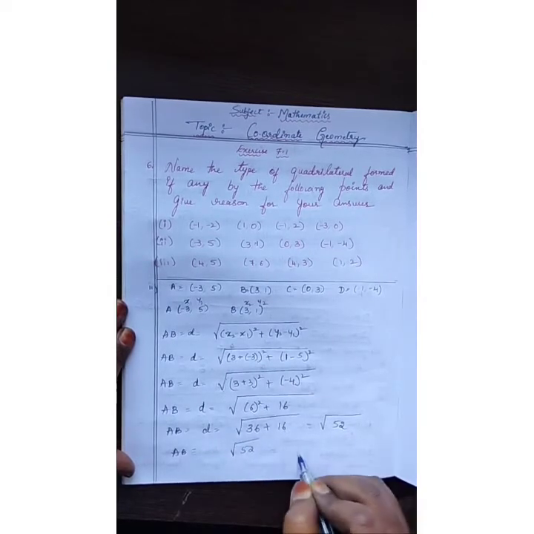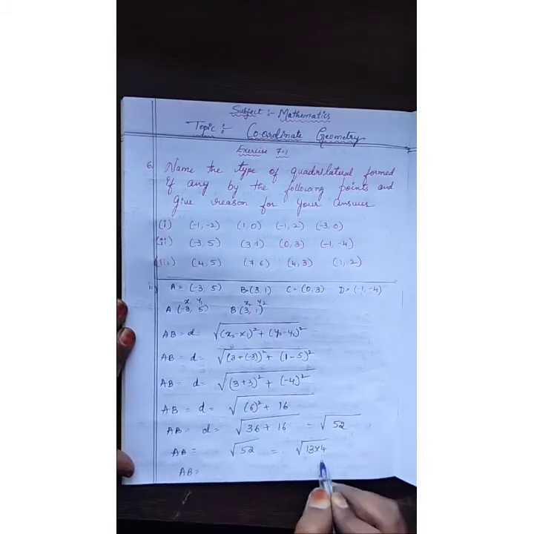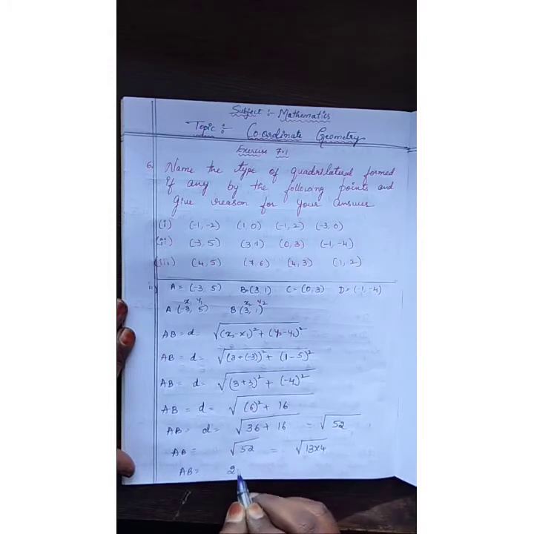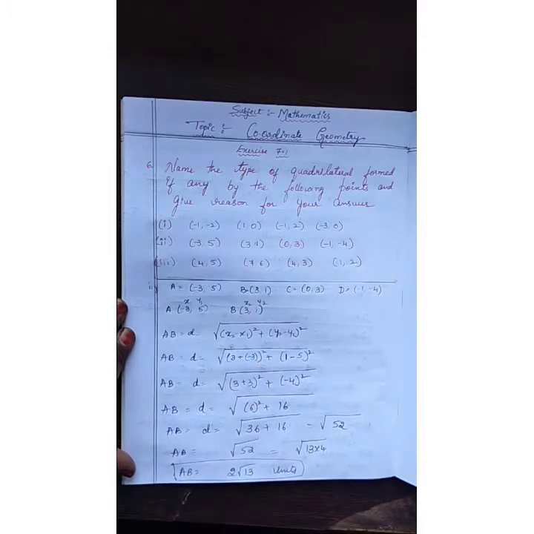Then this root 52 can be written as 13 fours are 52. Then AB equal to, 4 is a perfect square, square root of 4 is 2. Then we can write it as AB equal to 2 root 13 units. Then AB distance value is how much? 2 root 13 units. AB equal to 2 root 13 units we got.